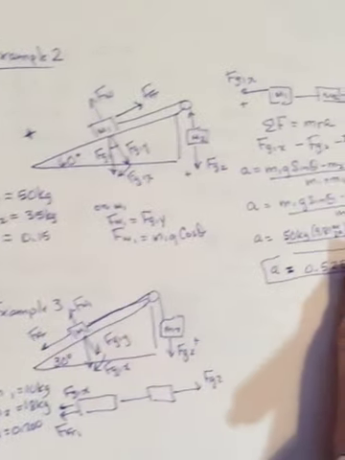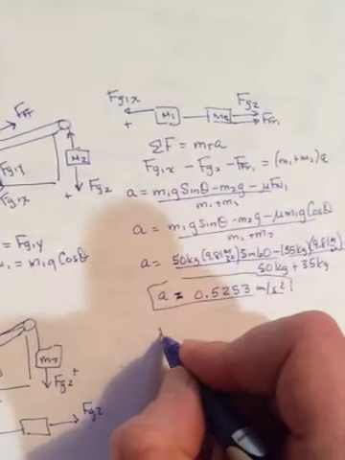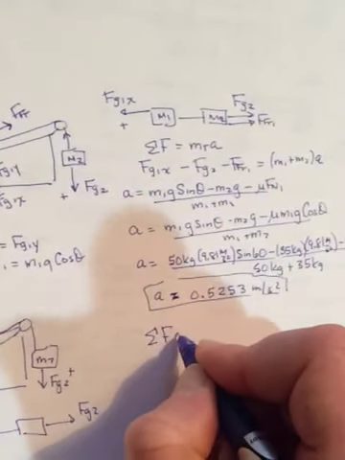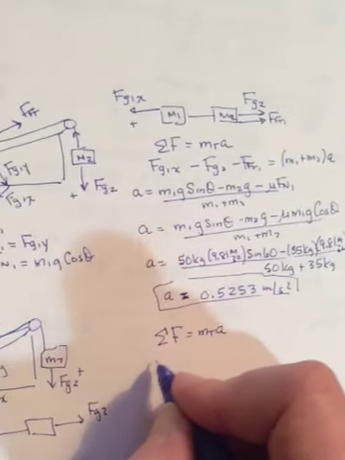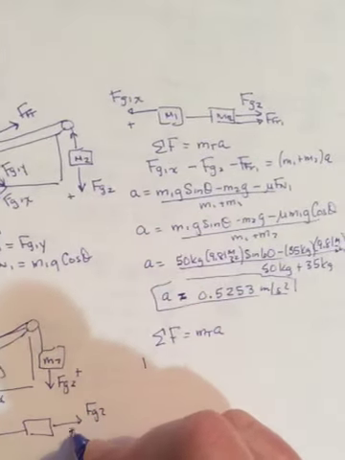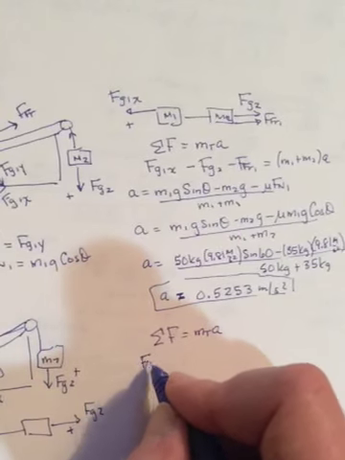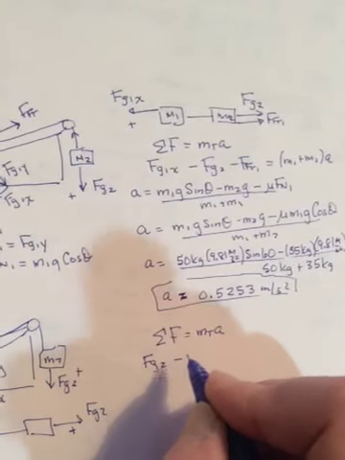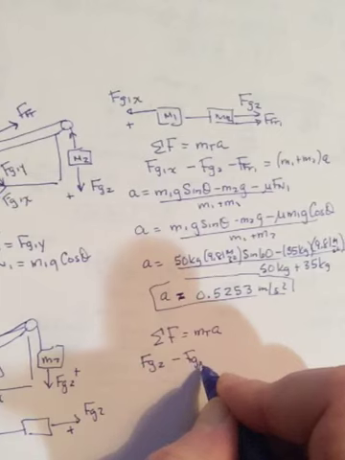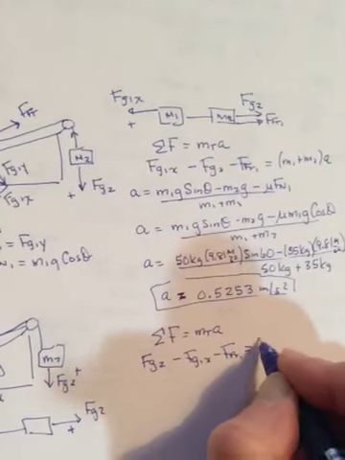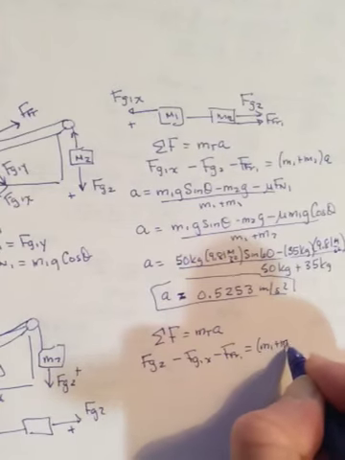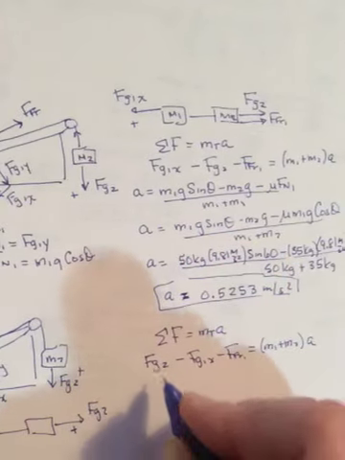And then we'll find A again. And you won't always be finding A, I'm just doing it as an example. So it'll be sum of the forces will equal M total A. And so this time it's moving in the direction of FG2. So FG2 will be positive minus FG1x minus friction will equal M1 plus M2 times A.